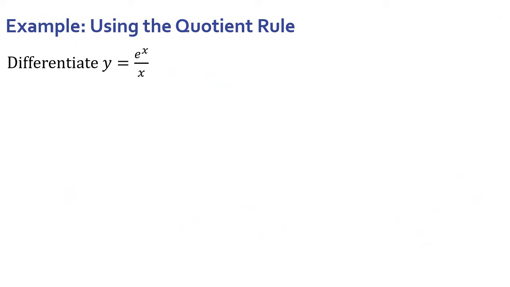Let's look at an example using the quotient rule. Differentiate y equals e to the x over x. I have two functions being divided by each other, e to the x and x. I can differentiate e to the x, and I can differentiate x. I can't differentiate this quotient, though, without using that quotient rule.